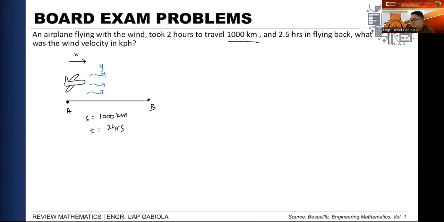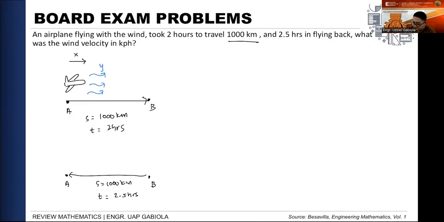Okay? Ngayon, from B to A, so flying back, no? Ibig sabihin from starting natin ay B, papunta naman kay A. Dito natin lagay. So from B to A, yung distance natin is the same, 1,000 kilometer. Pero yung time na ginugol niya para makabalik doon is 2.5 hours. Okay? Bakit? Ba't kaya ganon? Ba't naging mas matagal yung biyahe?